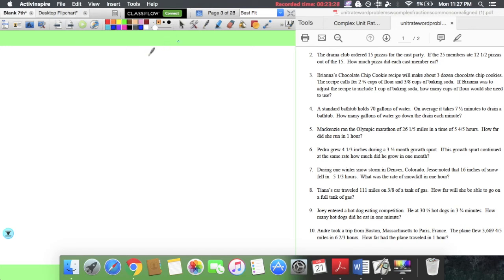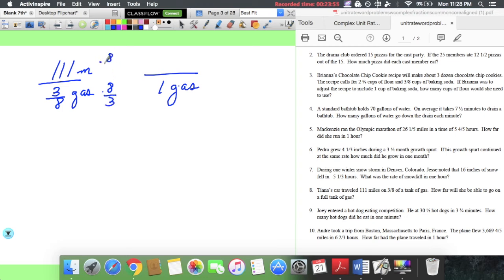Tina's car traveled 111 miles in 3/8 of a tank of gas. How much would she be able to go? She had a full tank of gas, so 111 miles is this much gas. If she had 1 full tank of gas, how much would she go? Well, multiply this by 8/3. Multiply the top by 8/3.